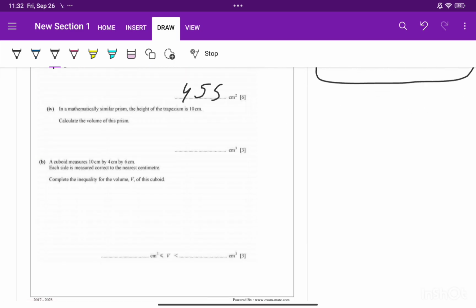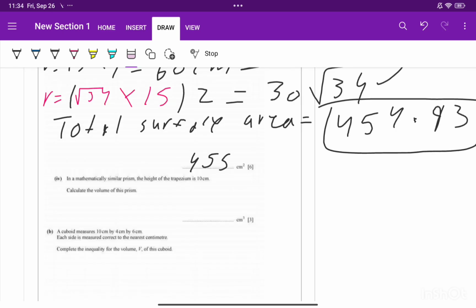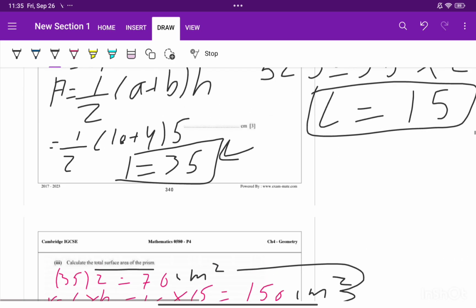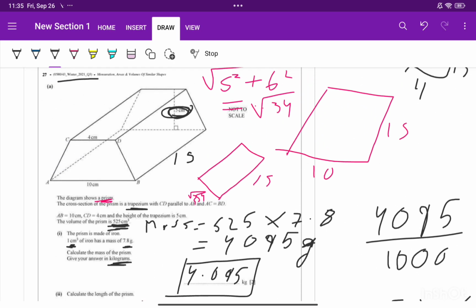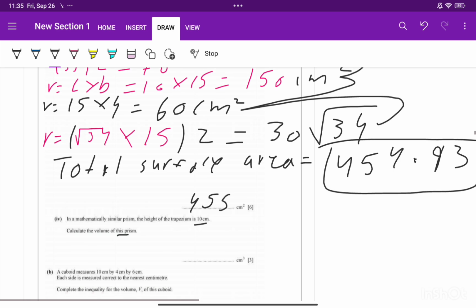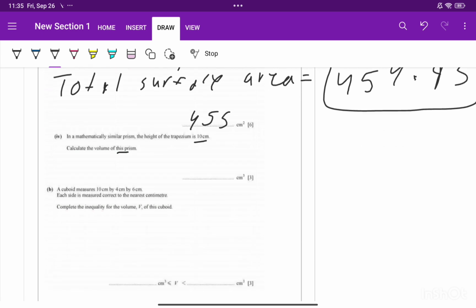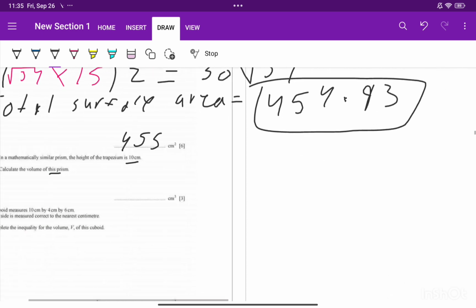In a mathematically similar prism, the height of the trapezium is 10. Calculate the volume of this prism. Okay, so over here the height was 5, and in this part the height is given as 10. So first we will find the ratio. Ratio will be 10 divided by 5, which will give us 2.